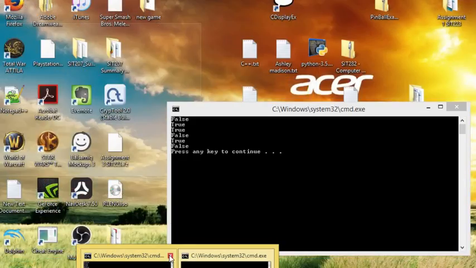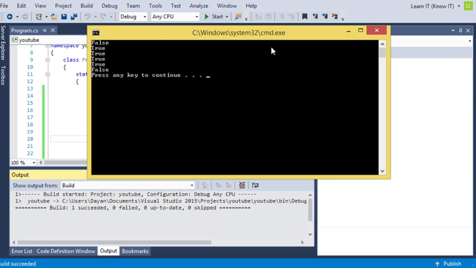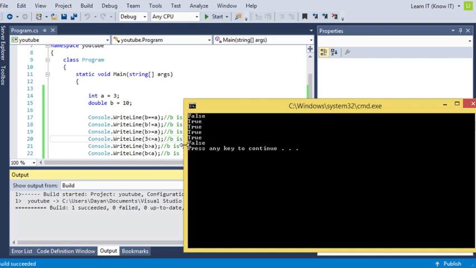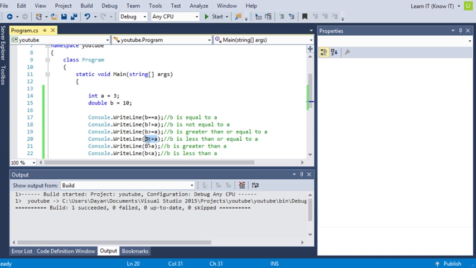And I'm going to close this last one that we used. Now, as you can see, we've got 4 trues. Over here we've got B is greater than or equal to A. Again, this is true. This would only be false if B was a different number, like 0, 1, 2, or negatives. But for now it's true.